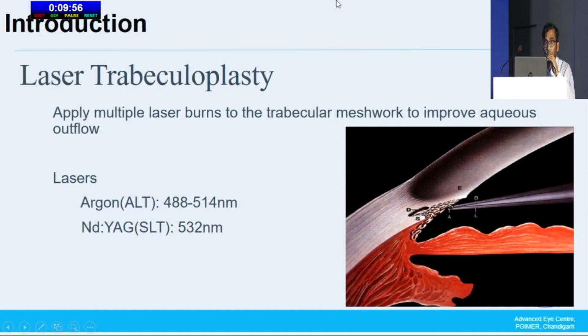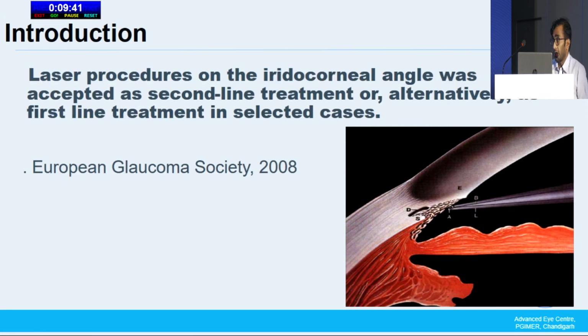So, laser trabeculoplasty means applying multiple laser burns to the trabecular meshwork to improve the aqueous outflow. The historical one is the argon laser, and the recent one is selective laser trabeculoplasty, that is SLT. Any procedure on this is a procedure on the iridocorneal angle and has been accepted as a second line treatment, or alternatively as a first line treatment in selected cases, since 2008.